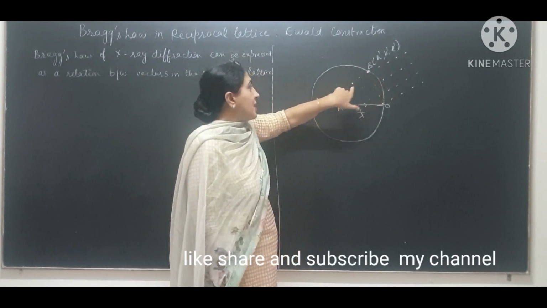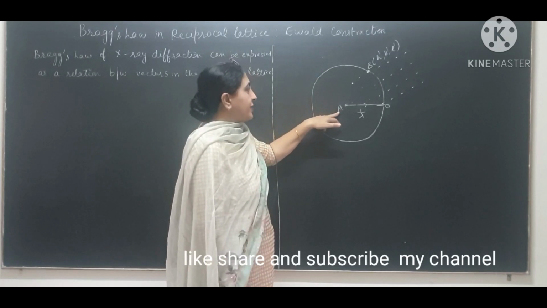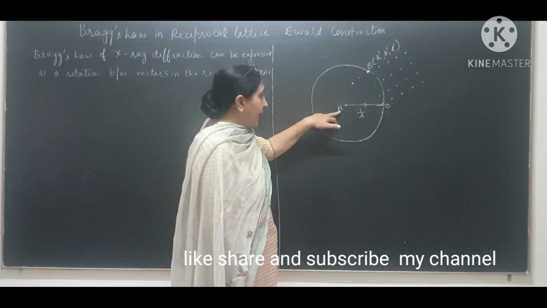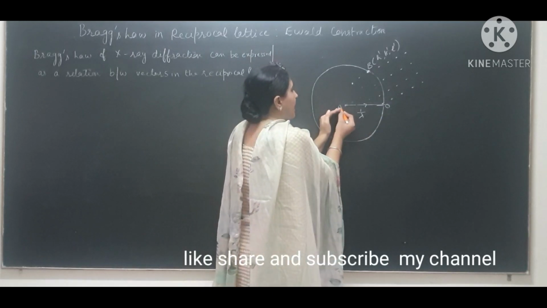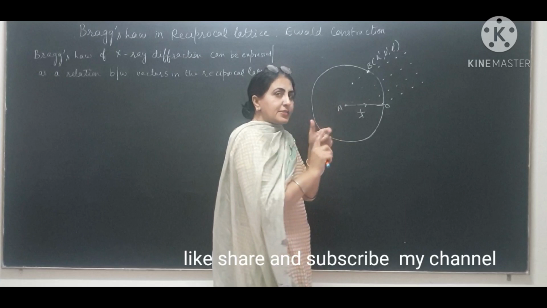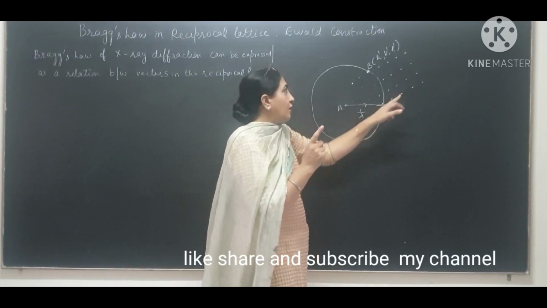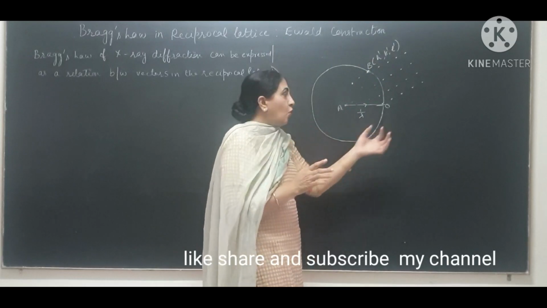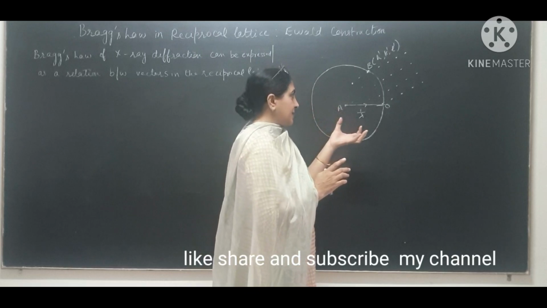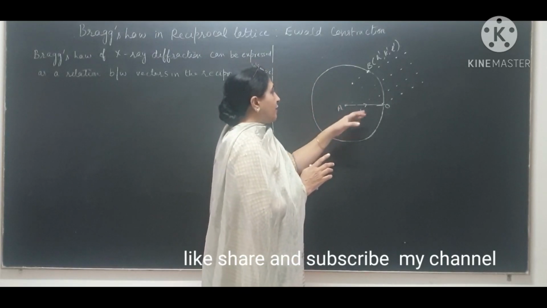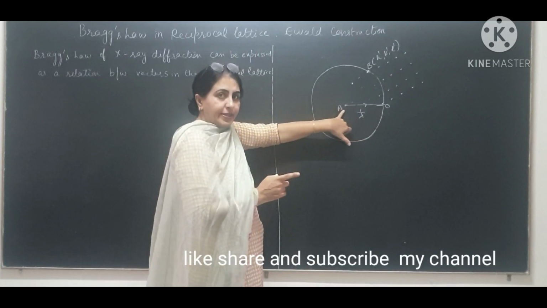So first of all, this is a diagram which is showing that these points are the reciprocal lattice points. So this is a reciprocal lattice, and from point A we draw an incident beam. So this is an incident beam AO. AO is the incident beam, and O is the origin of this reciprocal lattice. Clear? And from this we draw a sphere, taking A as a center.